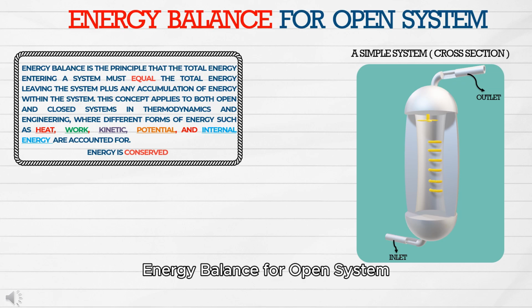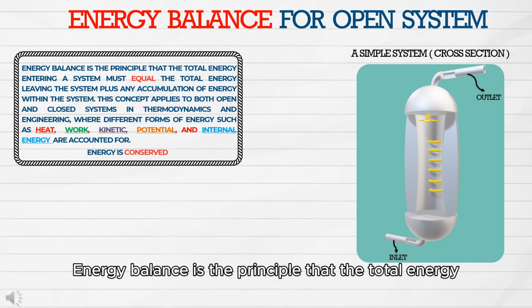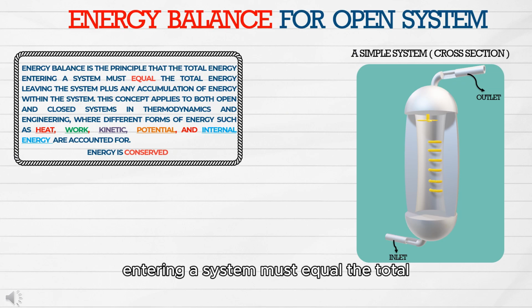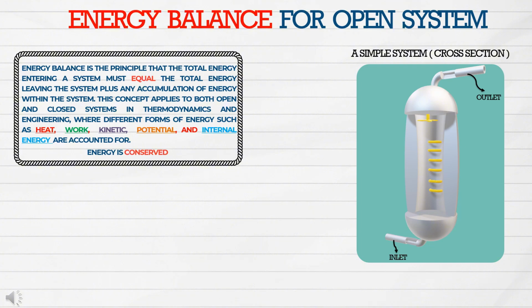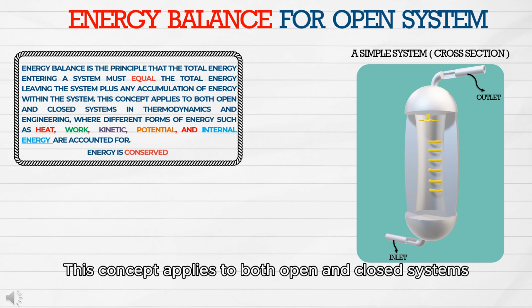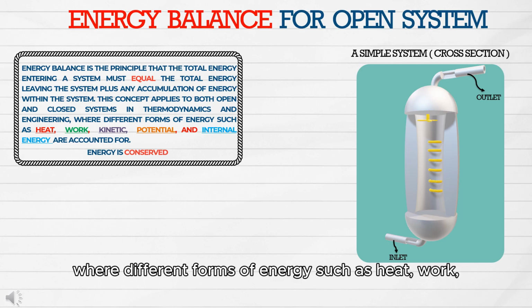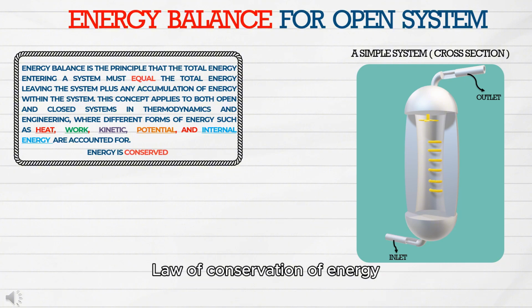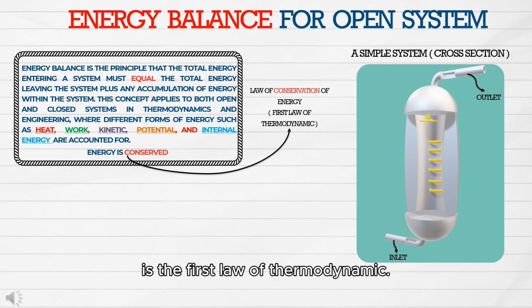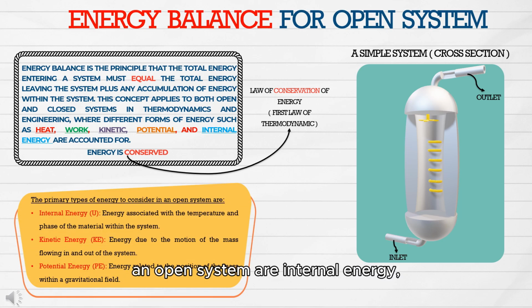Energy balance for open system. Energy balance is the principle that the total energy entering a system must equal the total energy leaving the system plus any accumulation of energy within the system. This concept applies to both open and closed systems in thermodynamics and engineering, where different forms of energy such as heat, work, kinetic, potential, and internal energy are accounted for. Law of conservation of energy is the first law of thermodynamics. The primary types of energy to consider in an open system are internal energy, kinetic energy, and potential energy.